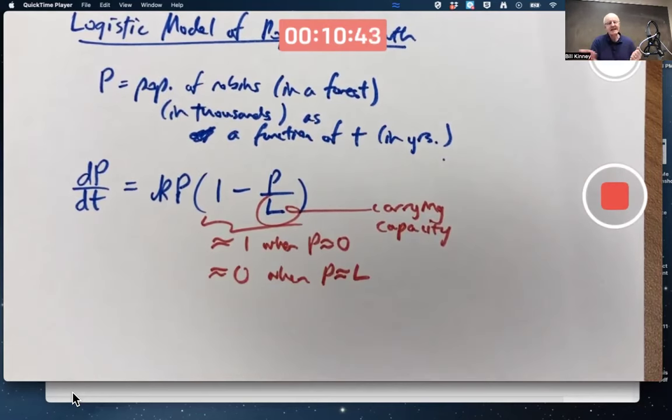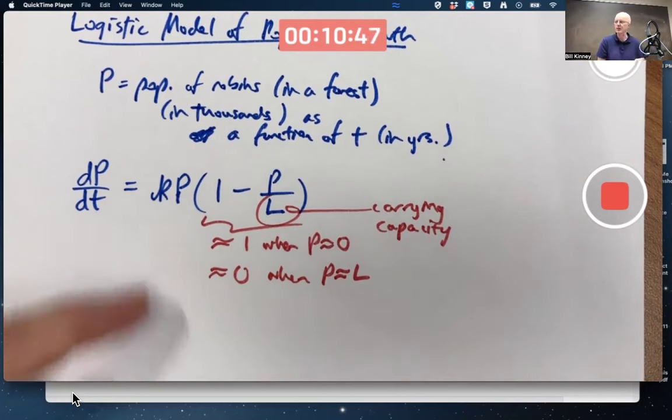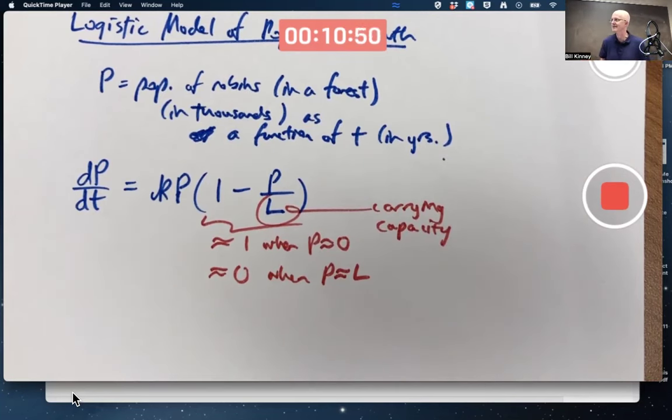That's the simplest thing you can think of with those properties. You could come up with other expressions that might have similar properties, but they would be more complicated.